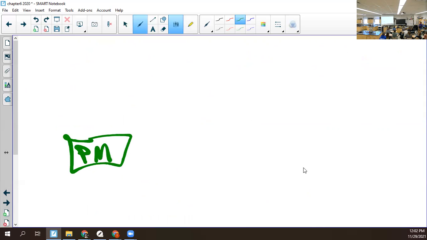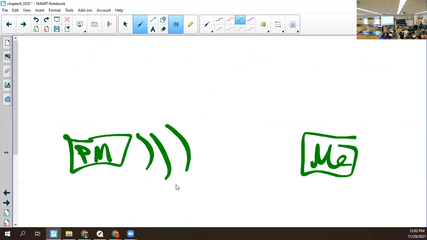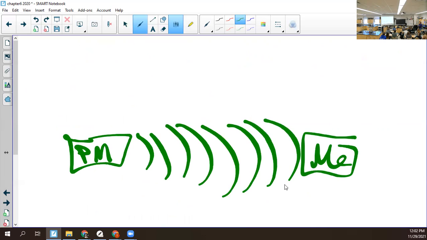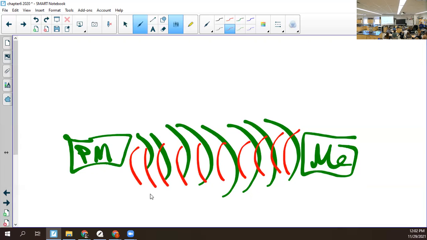Here's the policeman and here's me. I'm not going to drive a car because I'm not good. The policeman's going to shoot his little radar gun, right? And then it's going to bounce off me, right? And it's going to change the space between those waves, depending on how fast I go. Are you okay with that? Okay. So in order for him to know my speed, what must I be doing? I must be moving.